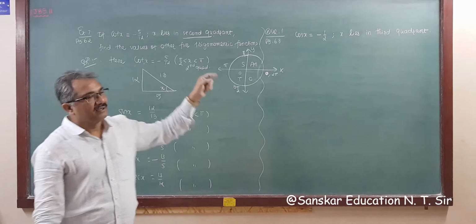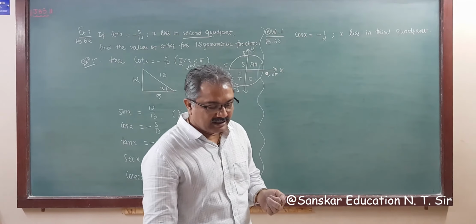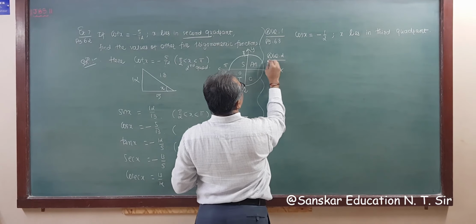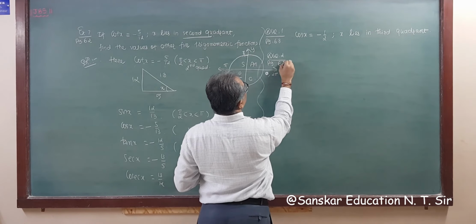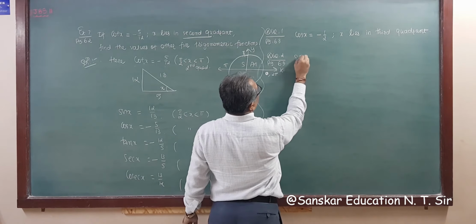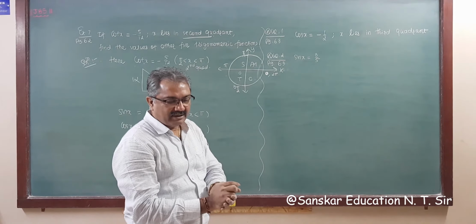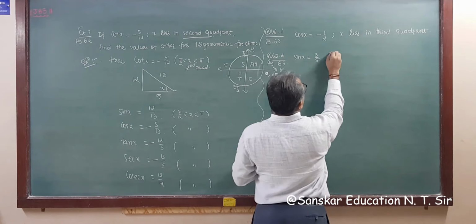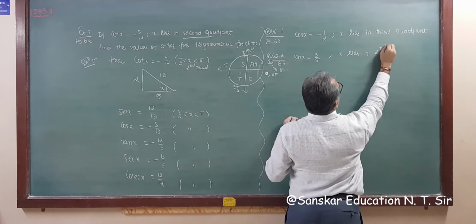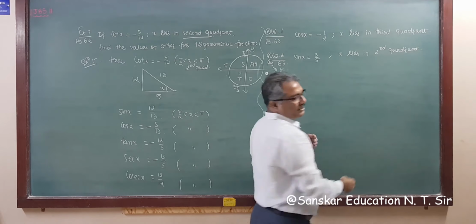So now cos x is minus half. I'm leaving this for you people to solve. Then there is question number 2, page 63. It's given sin x is equal to 3 by 5. So you can also solve this. Sin x is equal to 3 by 5, and x lies in the second quadrant. I am leaving this also for you for practice at home.